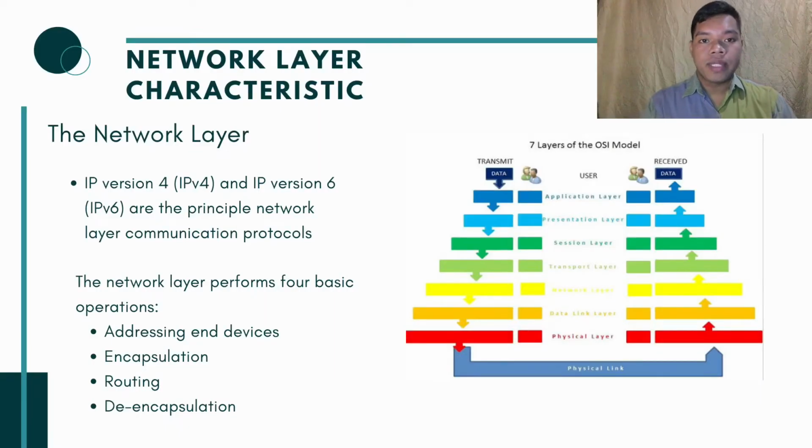Network layer characteristics. IP version 4, or IPv4, and IP version 6, or IPv6, are the principal network layer communication protocols. The network layer performs four basic operations. First, addressing end devices. Second, encapsulation. Third, routing. And lastly, de-encapsulation.